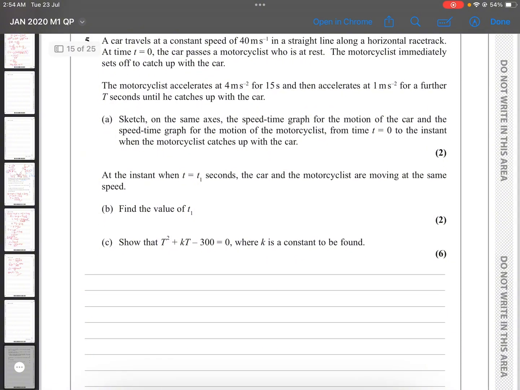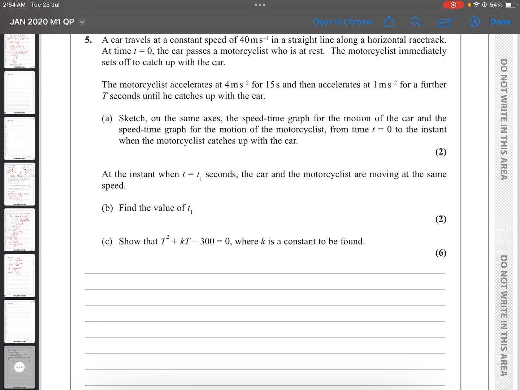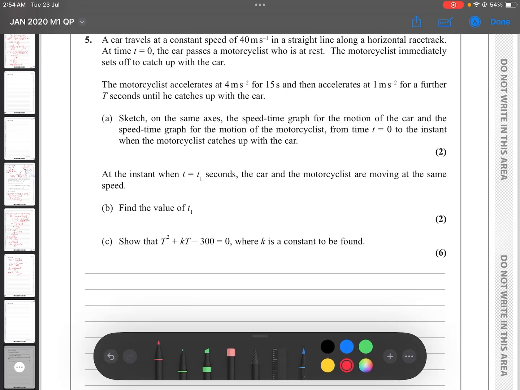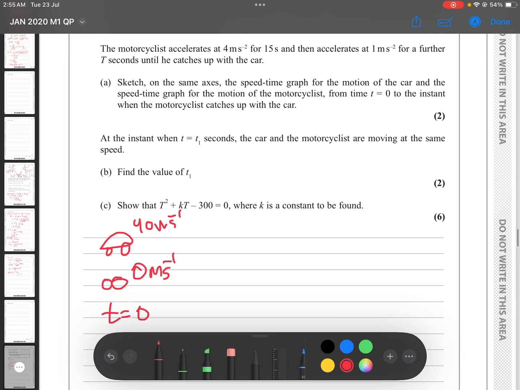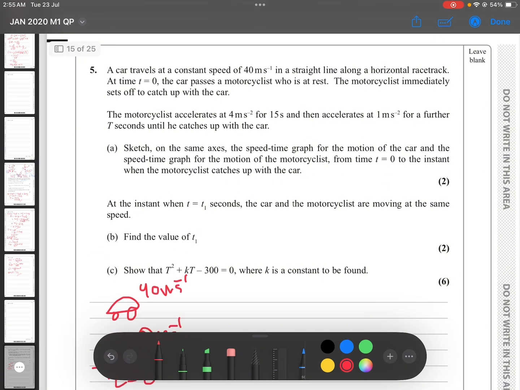Okay, so let's begin. First, let's draw out our stuff. A car travels at constant speed. This is my car, don't mind the drawing. It's traveling at 40 meters per second in a straight line along a horizontal racetrack. At time t equals 0, the car passes a motorcyclist who is at rest. So this is a motorcycle. I'll just draw 2 tires for this, which has 0 meters per second, and this is at time t equals 0.